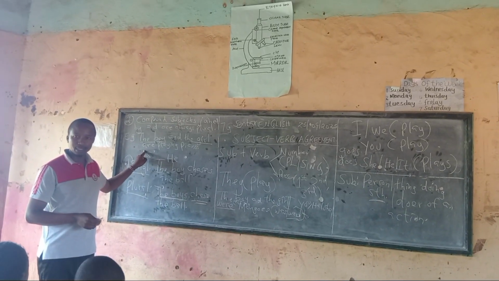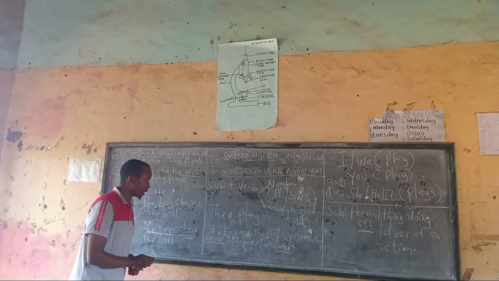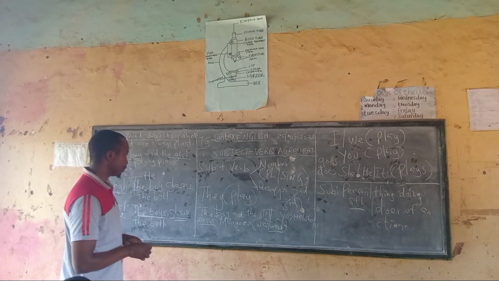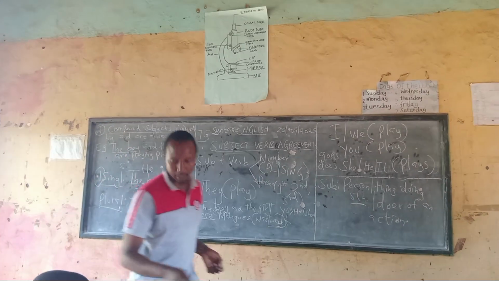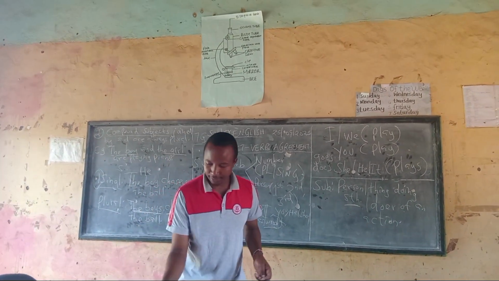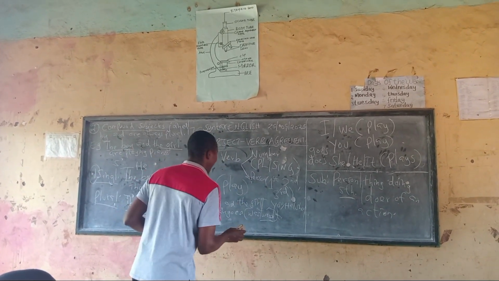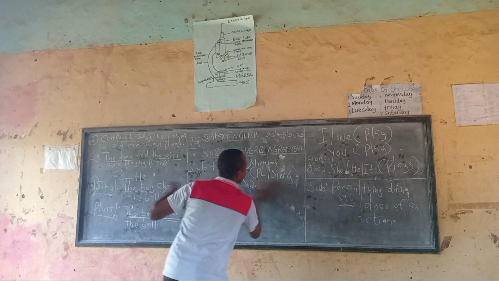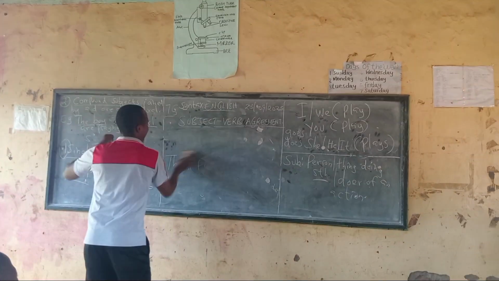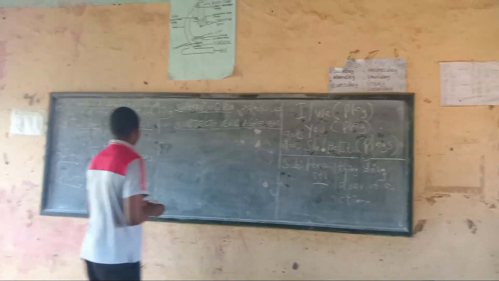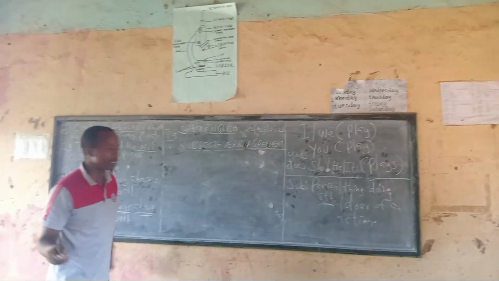Are we together? In an exam situation, you can be given a sentence like this. Let me rub and write clearly. Where is the duster? It's a very beautiful duster. Look at this sentence.